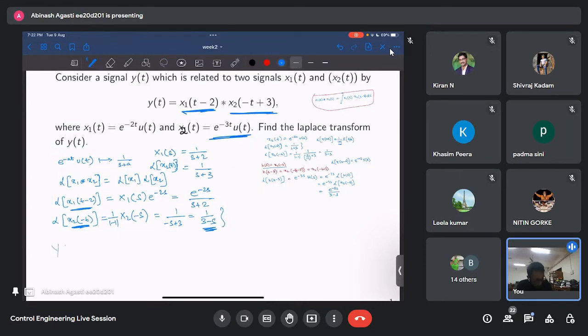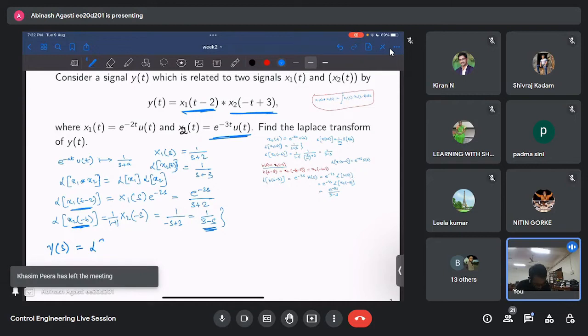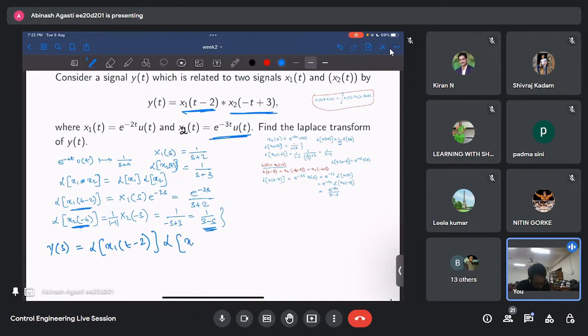So what we had is Laplace transform of y is equal to Laplace transform of this x1 of t minus 2 into Laplace transform of x2 of minus t plus 3. I have obtained the two, so what remains is just to multiply it.